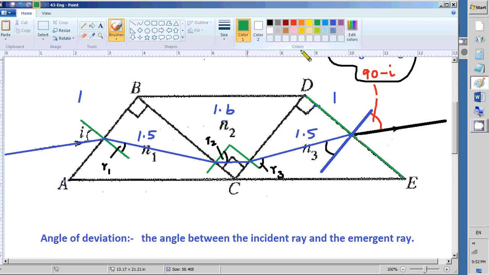How? If we extend this line like this, and also this line like this, we get a right angle triangle here. Since this angle is R3, what should this one be? This one is 90 minus R3.